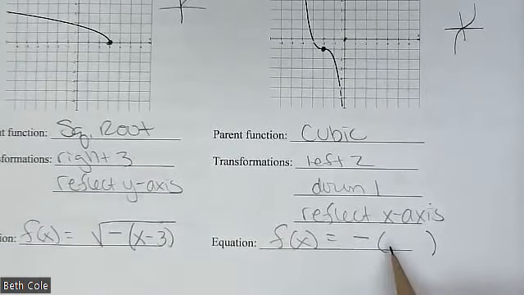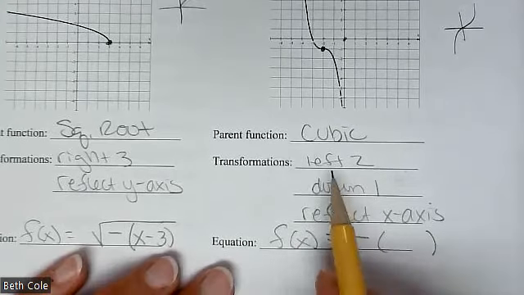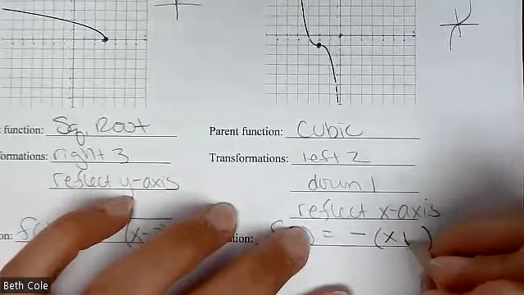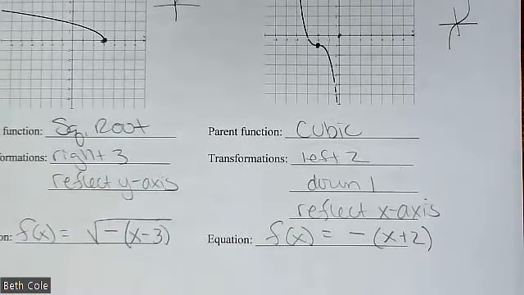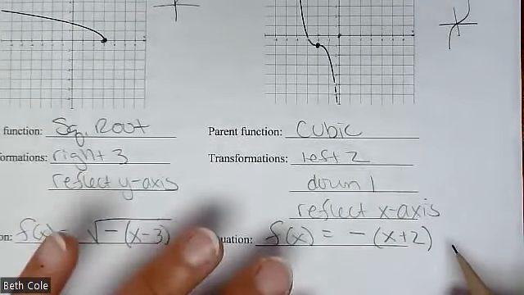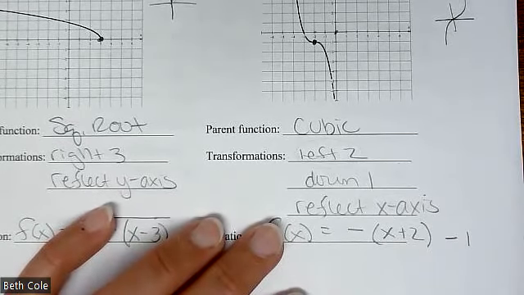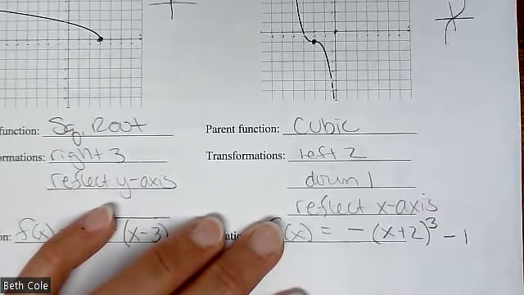So what's going to go in those parentheses for the left 2? Kind of backwards. X plus 2. And then outside. And then there's one other thing. The exponent needs to be cubed.